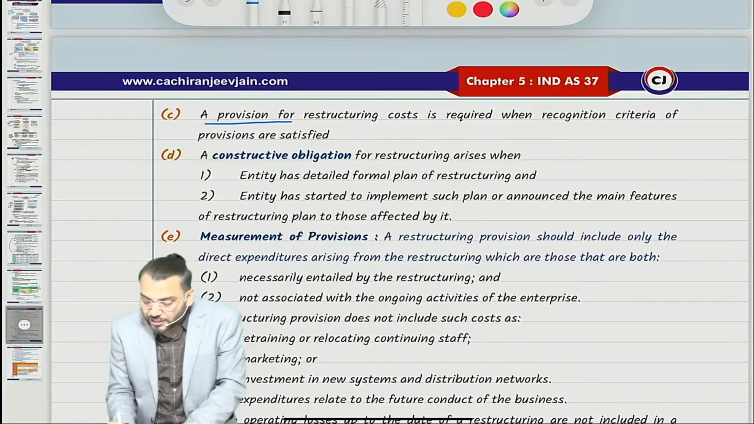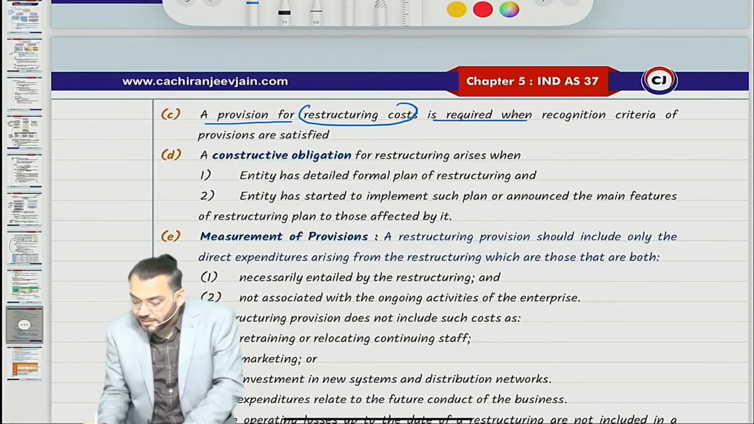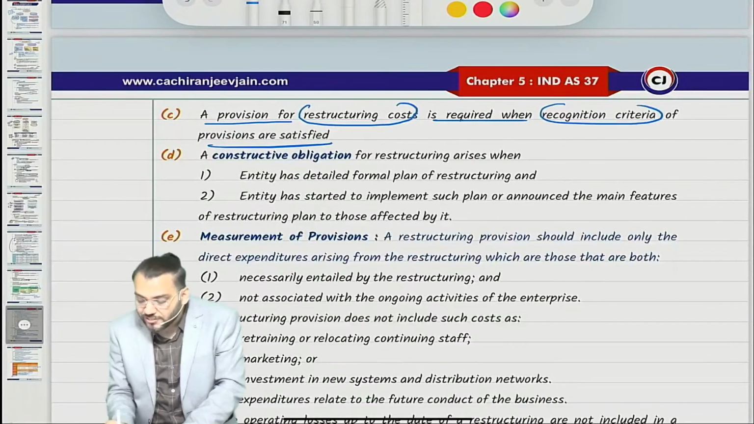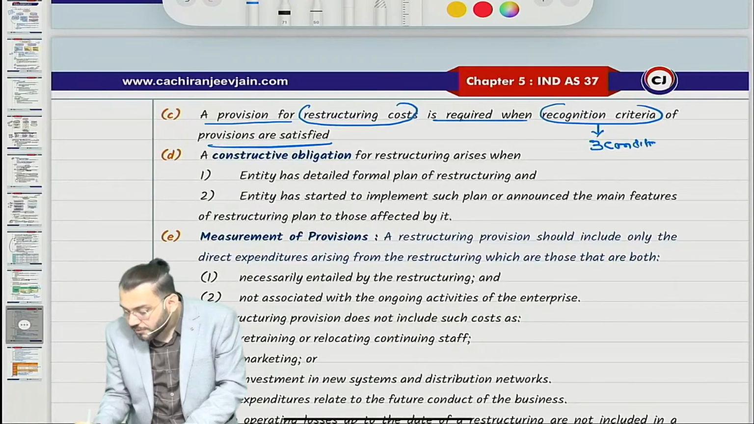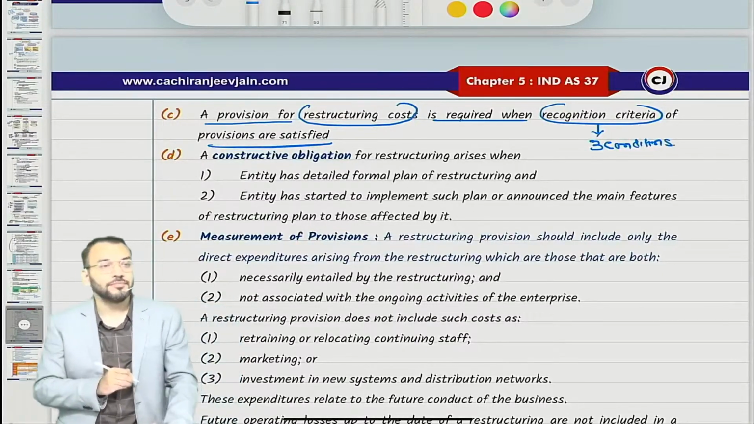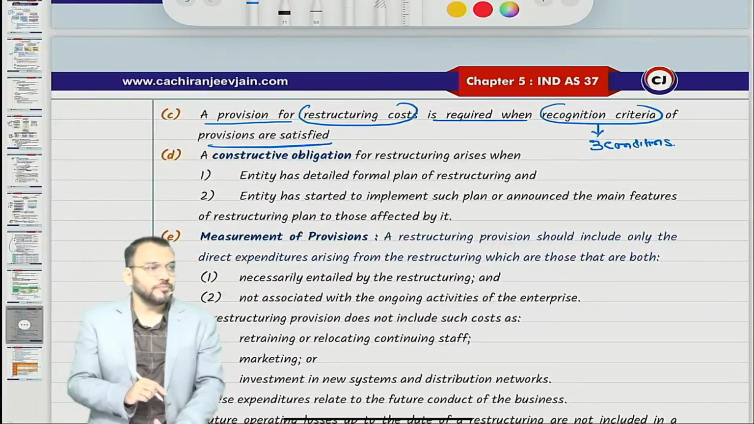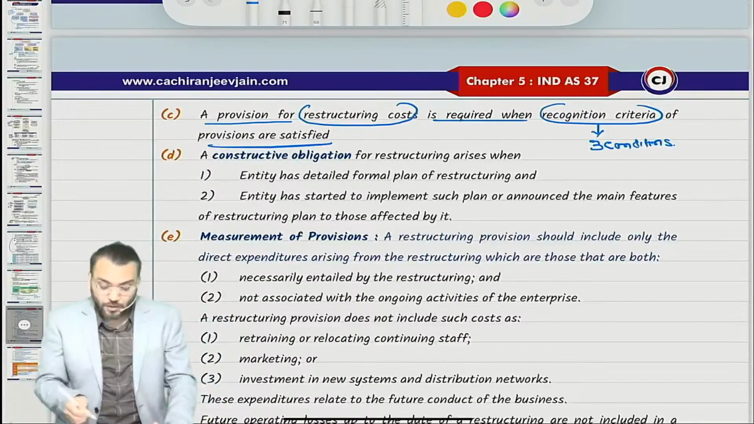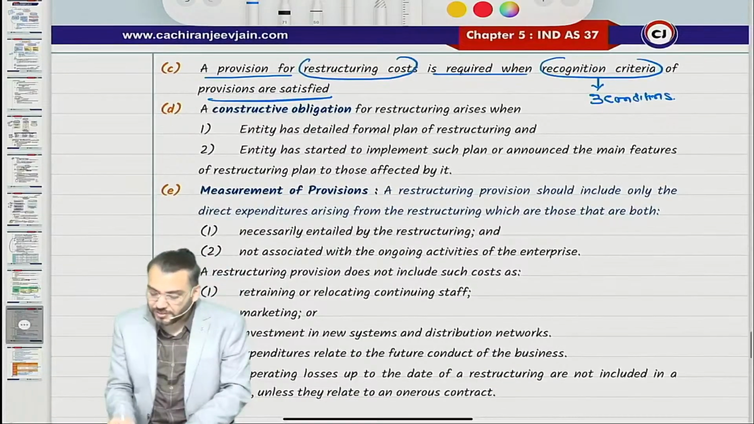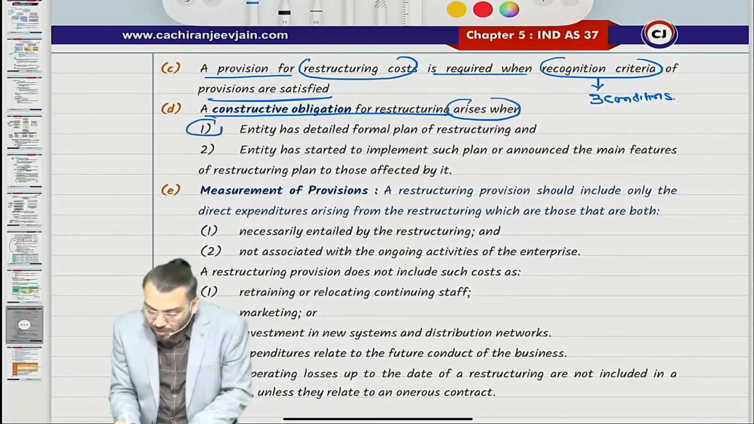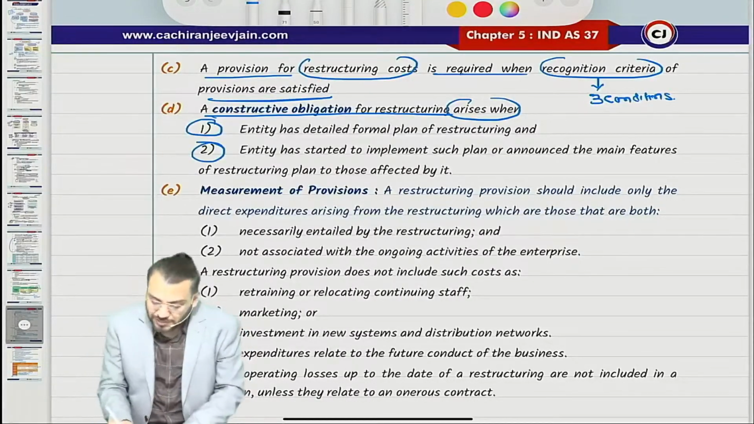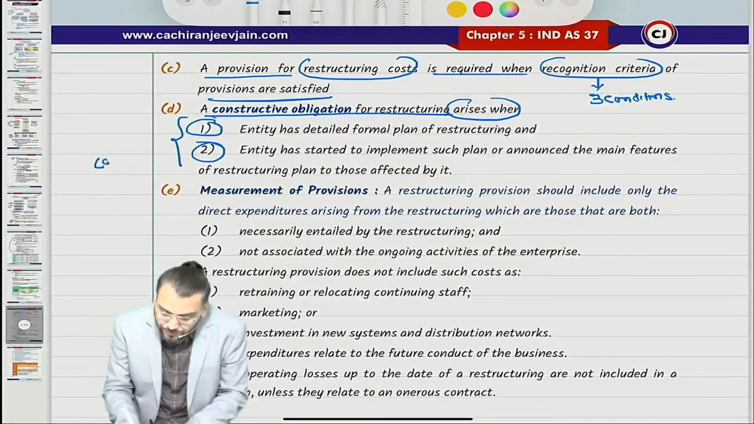A provision for restructuring cost is required when the recognition criteria of provisions are satisfied. When I say recognition criteria, it means the three conditions are satisfied, which we already know. Now, after that, Ind AS 37 says that a constructive obligation for restructuring arises when two conditions are satisfied, which gives rise to commitment.